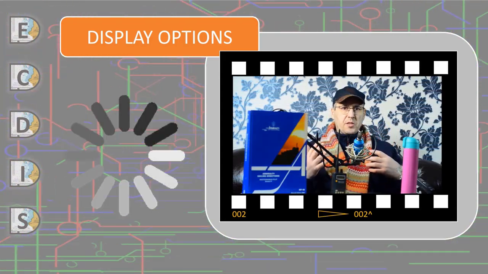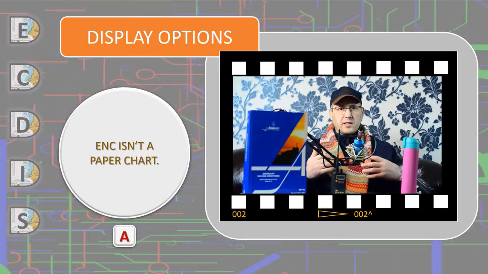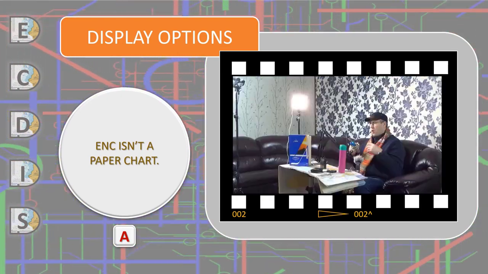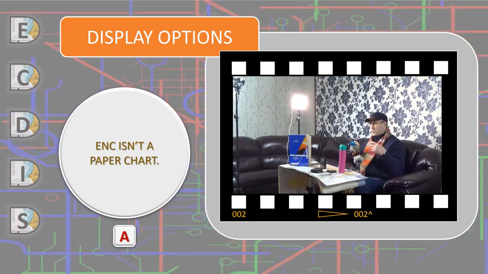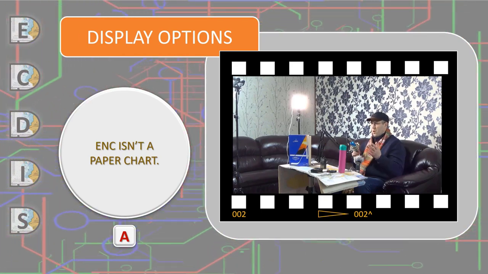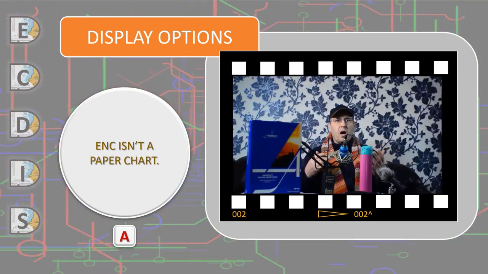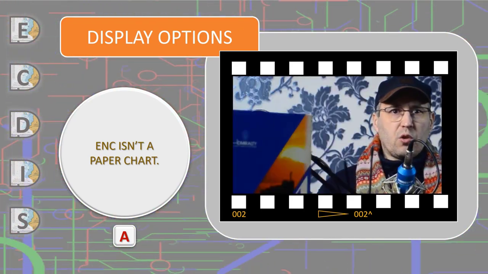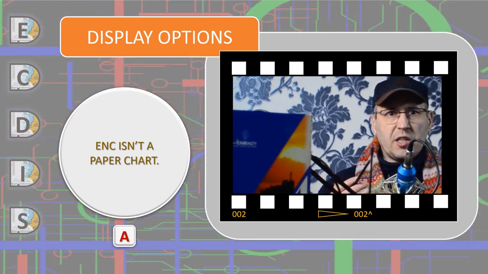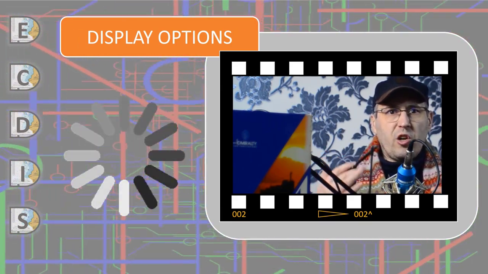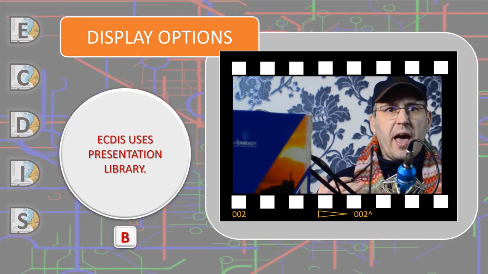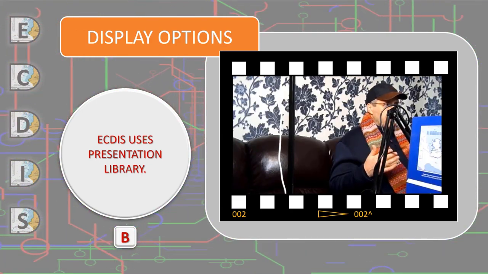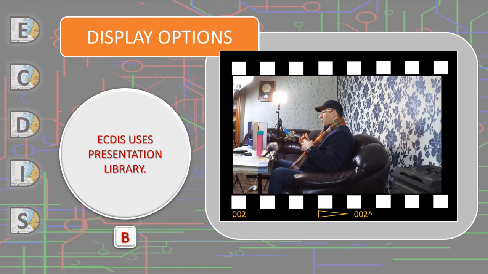ENC isn't a paper chart, and how it is displayed on ECDIS depends on equipment pre-setup. I mean, how colors, patterns, or symbols are shown by the ECDIS on board. ECDIS stores the information about how to display the chart separately in the so-called presentation library, which is designed by the appropriate S52 IHO publication. We know the name for it: colors and symbols specifications for ECDIS.